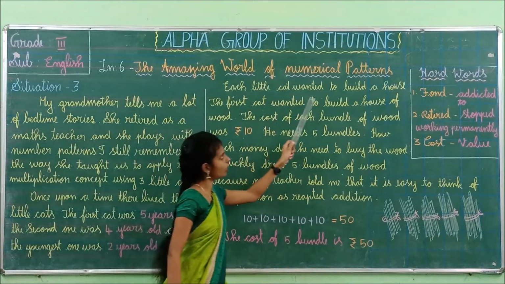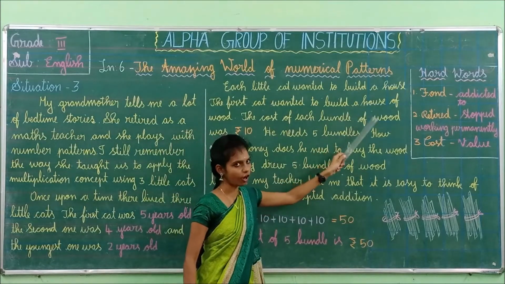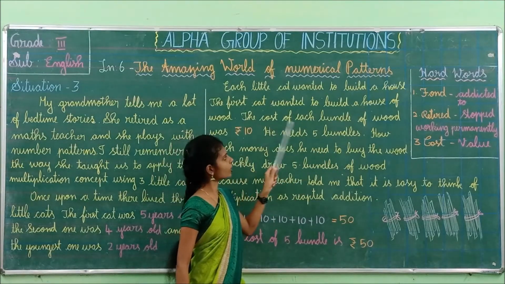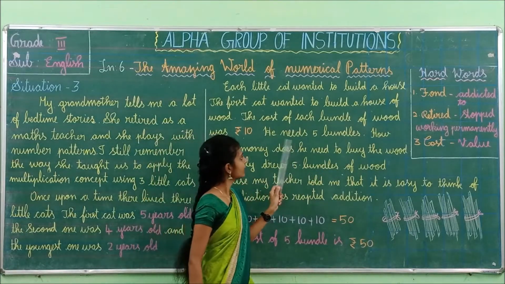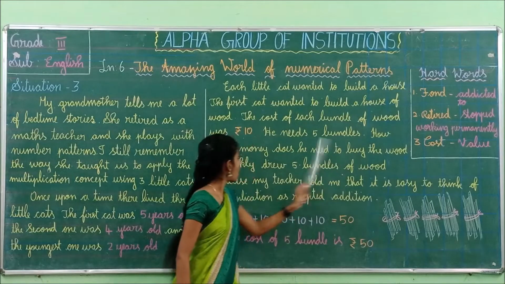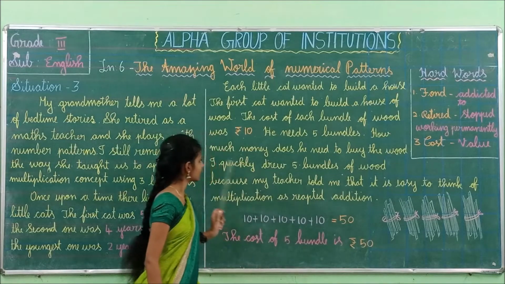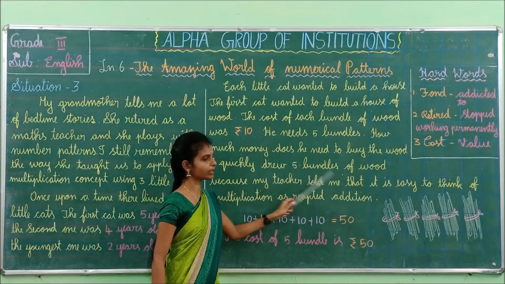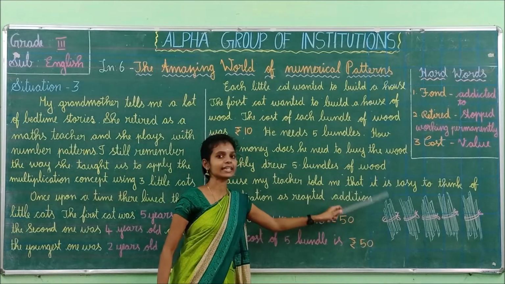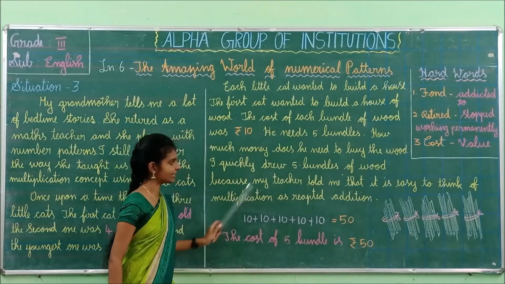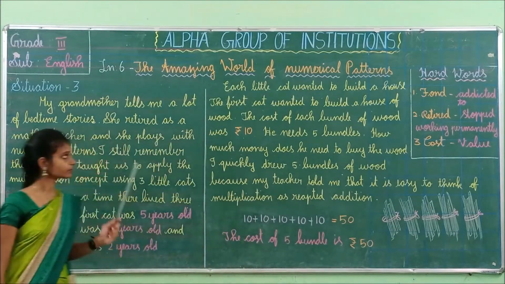Each little cat wanted to build a house. The first cat wanted to build a house of wood. The cost of each bundle of wood was Rs 10. He needs 5 bundles. How much money does he need to buy the wood? I quickly drew the 5 bundles of wood, because my teacher told me that it is easy to think of multiplication as repeated addition.